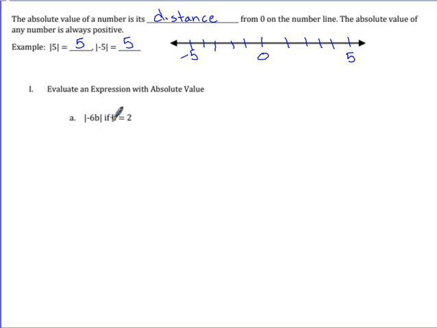So I'm going to plug 2 in for b. So I have the absolute value now of negative 6 times 2. Something that you need to remember when we're simplifying expressions with absolute value is that you need to do any operations that are inside the absolute value first before you take the absolute value and make it positive. So negative 6 times 2 would be negative 12, and then the absolute value of negative 12 is 12.